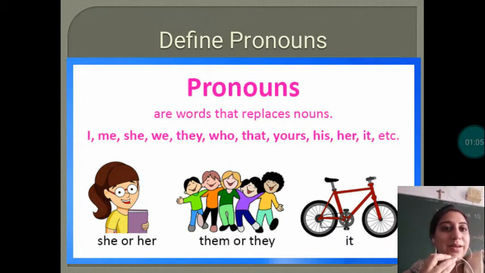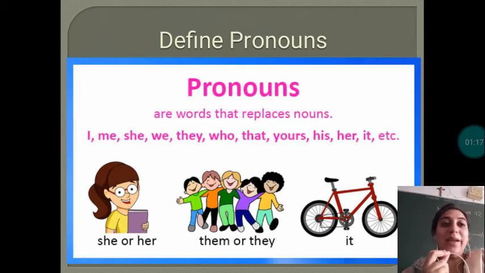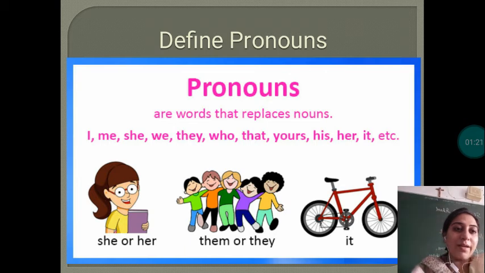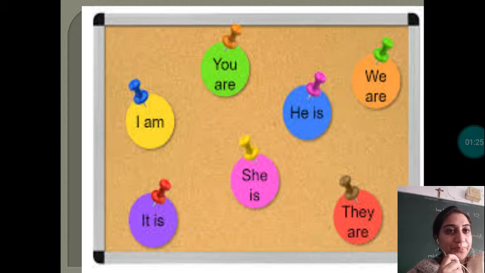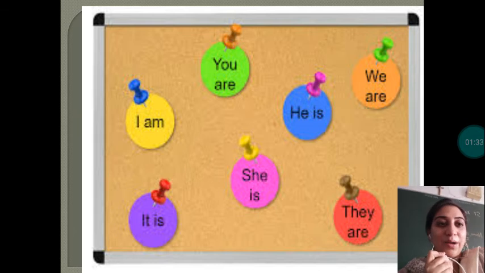Now you can see the girl. For a girl, instead of her name we can use she or her. Instead of the whole group, them or they, and for the bicycle we can use it. So we are not going to repeat the names again. Instead we are going to use a pronoun. I, it, she, they, he, you, we, all of these are pronouns.